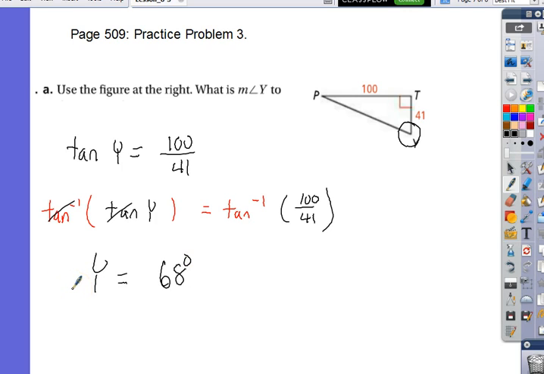Usually degrees will round off to the nearest degree, and side lengths will round off to the nearest tenth, unless I tell you otherwise.